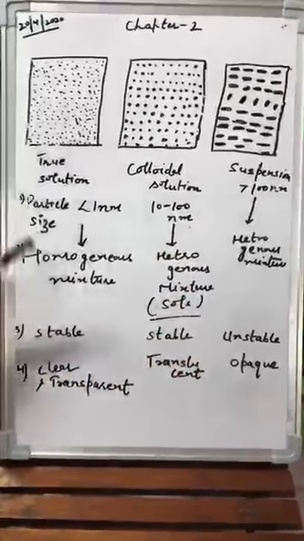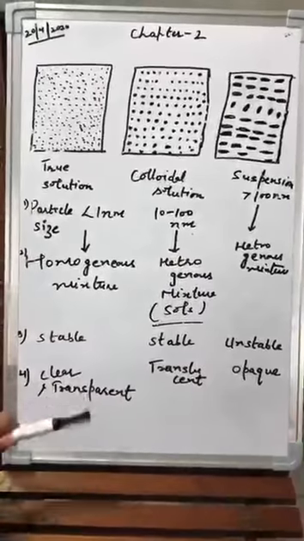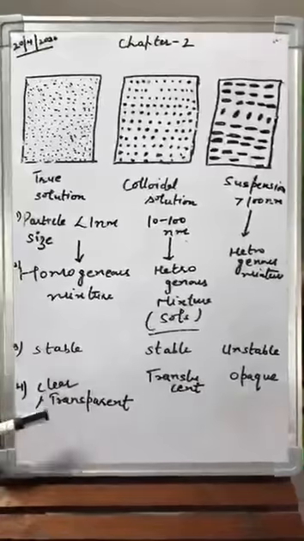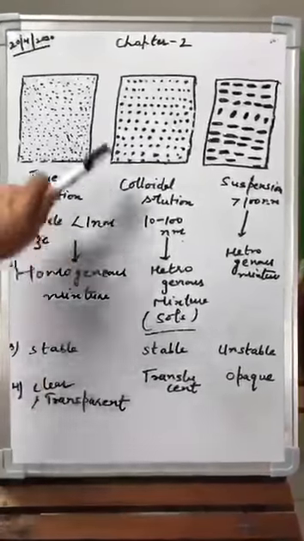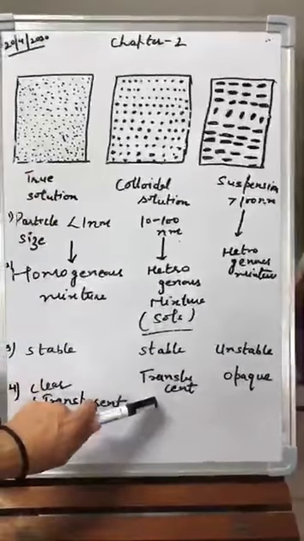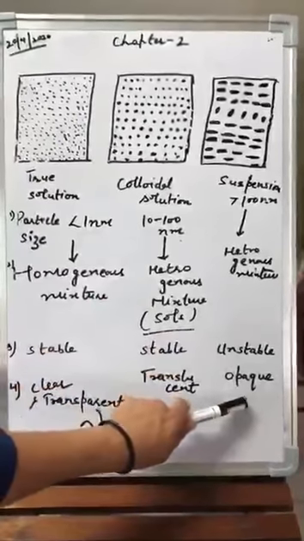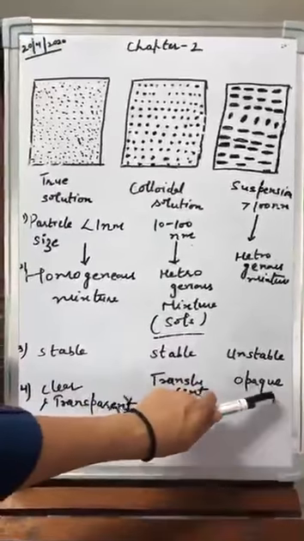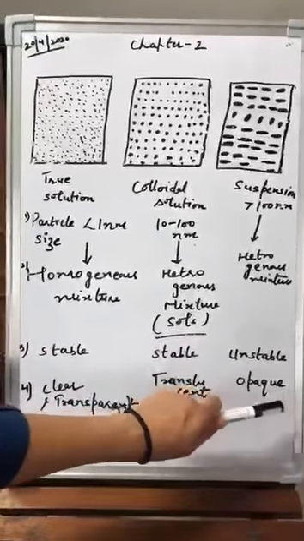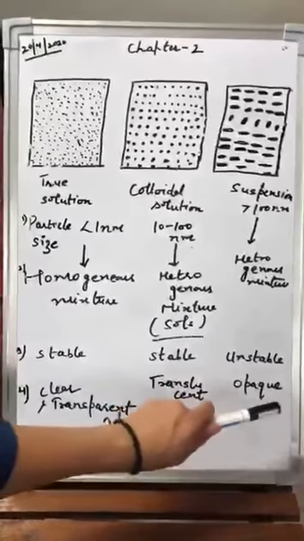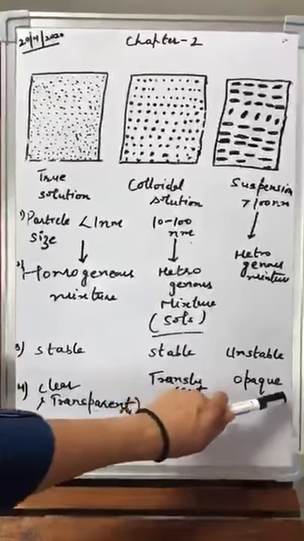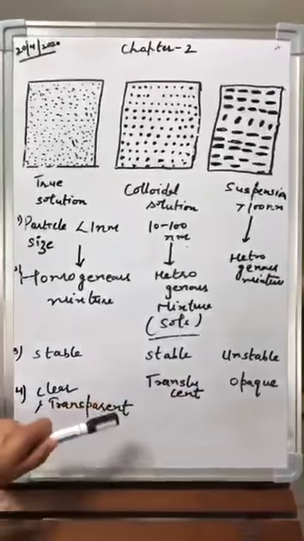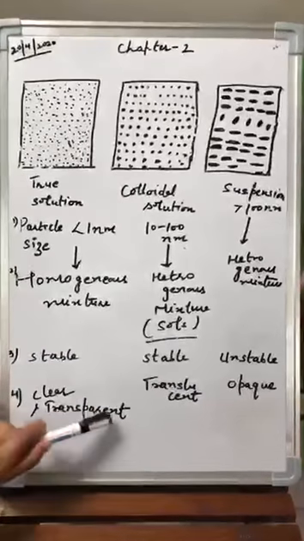Now we come to the next point, clear and transparent. We have seen in the glasses that the true solution is clear and transparent, the colloidal solution is translucent, and the third one, suspension, is opaque. What is the meaning of opaque objects? Opaque objects are those objects which do not allow light to pass through them completely. So suspensions are opaque in nature, colloidal solutions are translucent, and true solutions are clear and transparent.